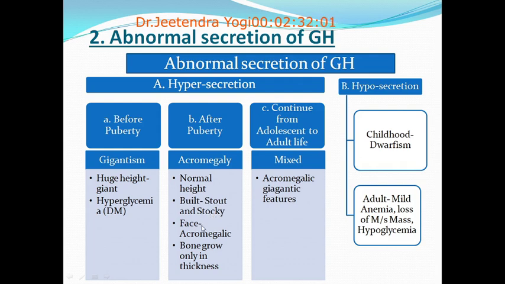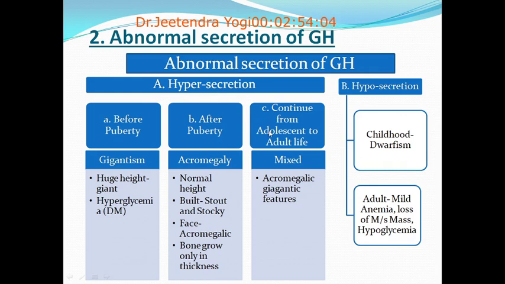So there is enlargement of membranous bone of the face, so it appears as an acromegalic face. So bone grows here only in thickness, not in length. So this type of abnormality is called acromegaly, which occurs because of excess secretion of growth hormone.